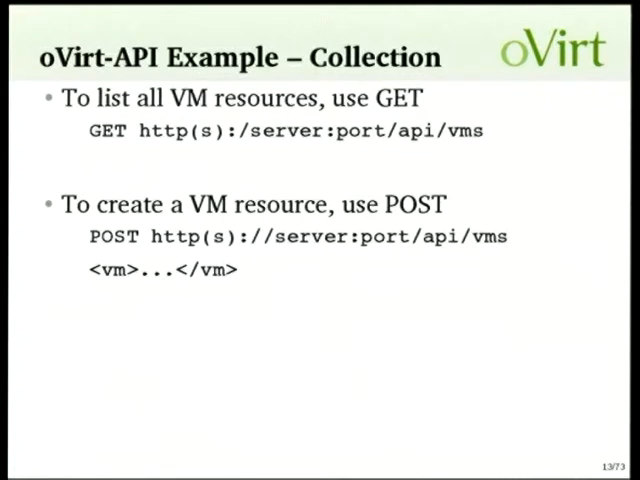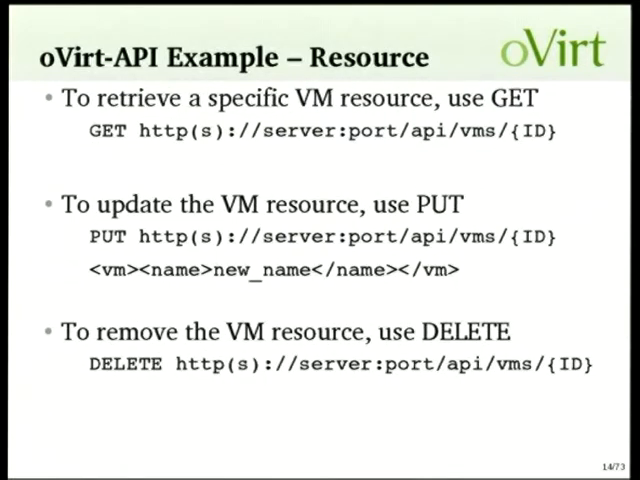To list all the VM resources, we just call GET on the URL /API/VMs. To create a VM resource, we use HTTP POST on the same URL, and we need to specify in the body the VM that we want to create. And to act upon a single resource, use GET on the single resource. It's the same URL, VM/ the ID of the resource at the end.